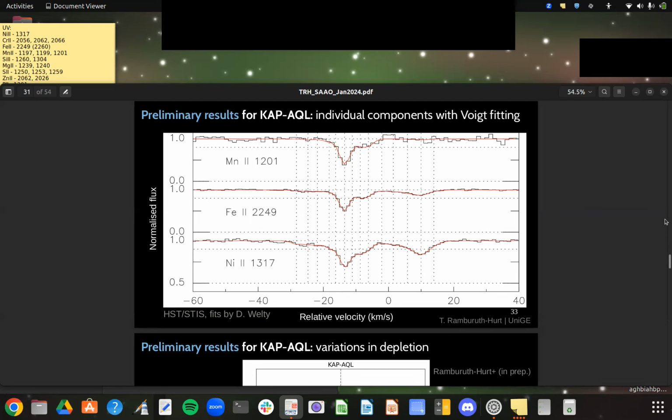This was done by Voigt profile fitting, but it's important to note that the solution to Voigt profile fitting is not unique. So this is an iterative process that we do, and often we need to combine adjacent components to get more constrained column densities for these metals.